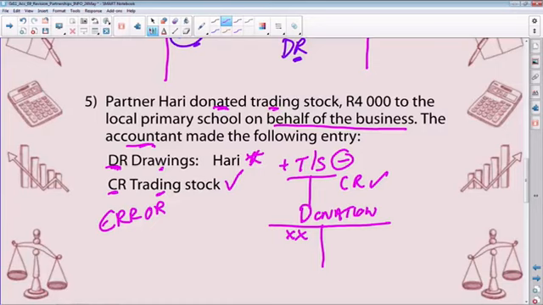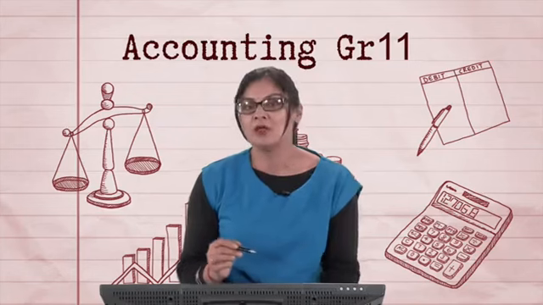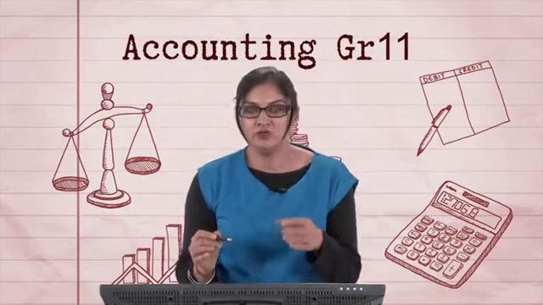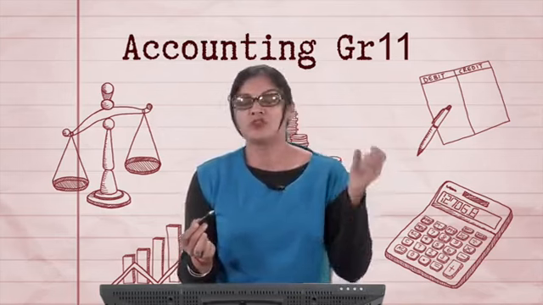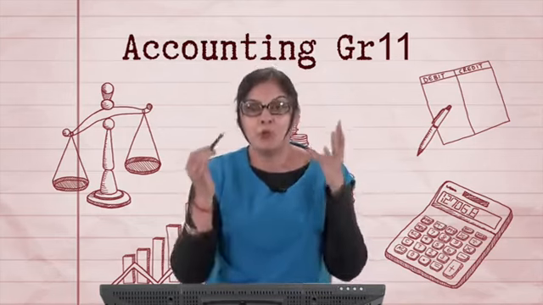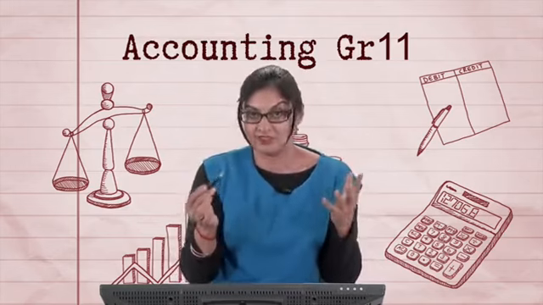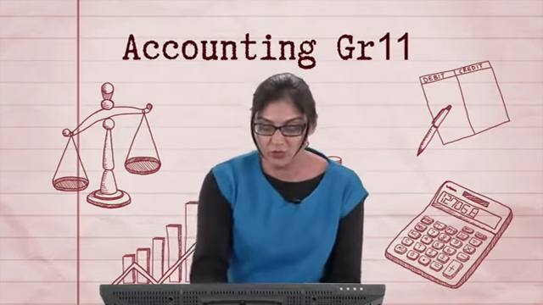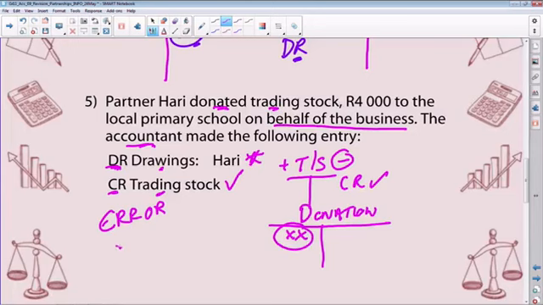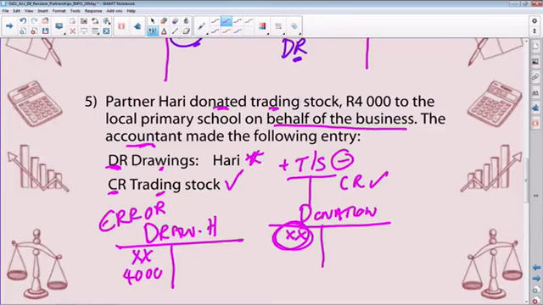Now, something that I always drill and emphasize in class, and I'm sure your teachers probably do the same: before you can fix the error, you need to firstly understand what the error is, what the problem is. There's no point in trying to fix a problem if you have no idea what the problem is. You guys with me? What is the problem? Then I fix the problem. So here we know immediately that the problem is as follows. We debited drawings, partner Hari, with an amount of 4,000, but we should have debited donations.